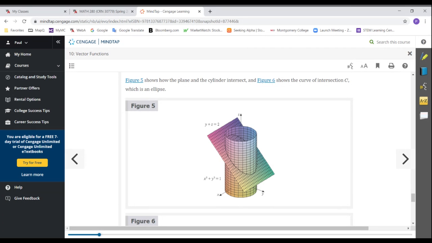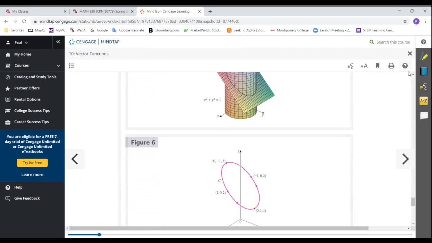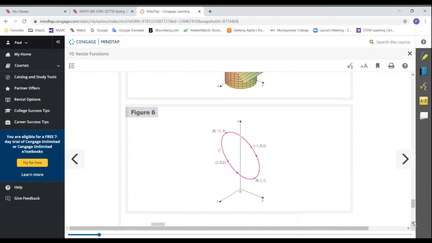Okay, so great. Well, now we have a space curve. If we look at the intersection between those two surfaces, the plane and the vertical cylinder, we get a space curve. So we want to find what the equations are, what the parametric equations are for the space curve.